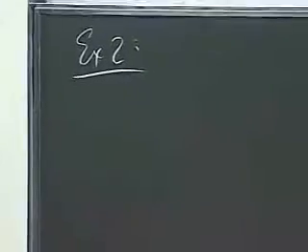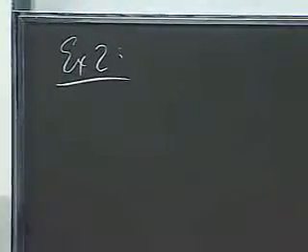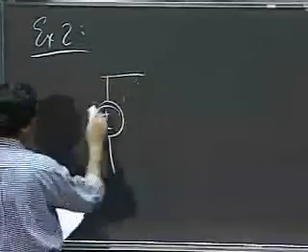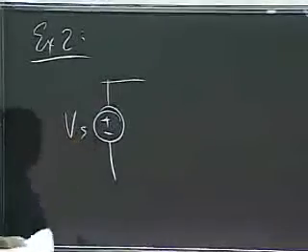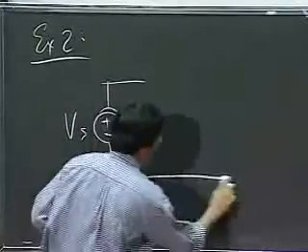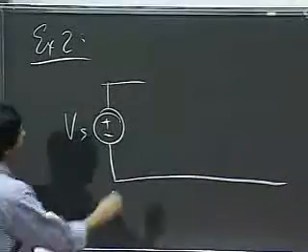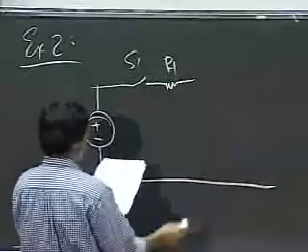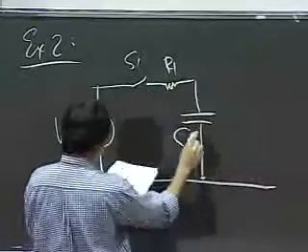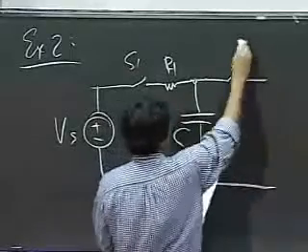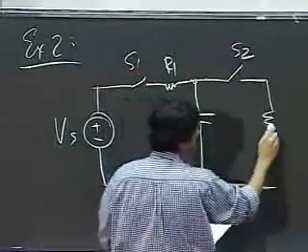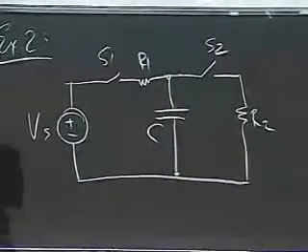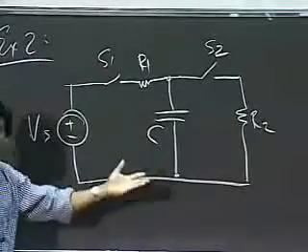Let me work out a second example. In the second example, I'd like to consider the following circuit. A voltage source Vs, with a strange arrangement of switches, S1, with a resistance R1, a capacitor C in this manner, a switch S2, and a resistor R2. For now, don't worry about how the circuit comes about. Just assume that I've drawn the circuit for you.